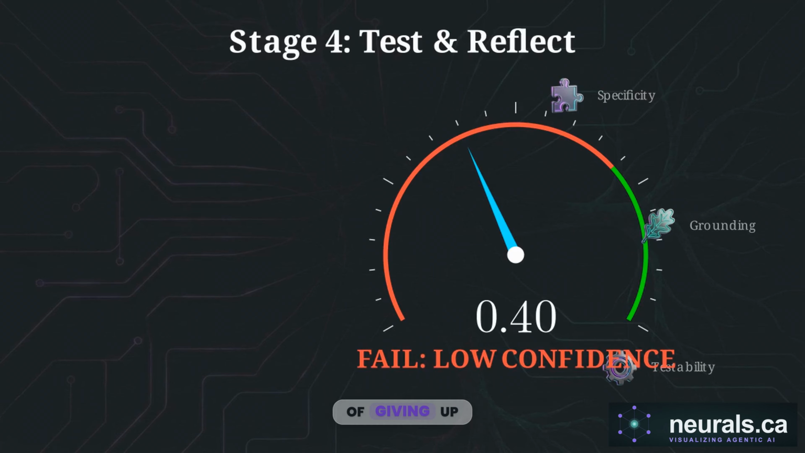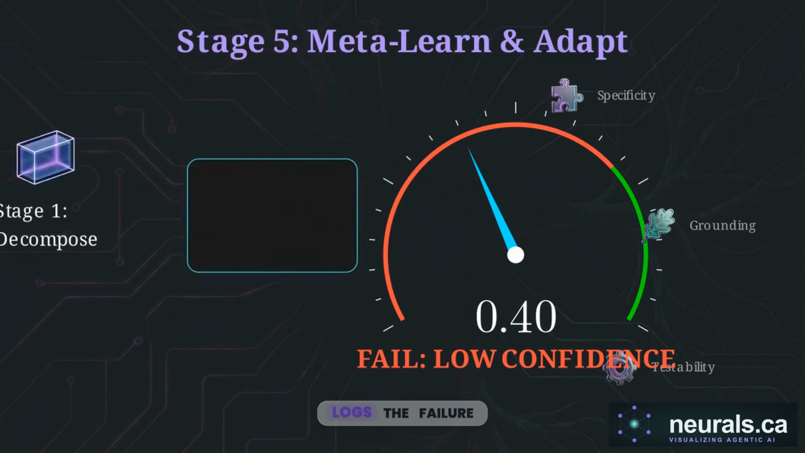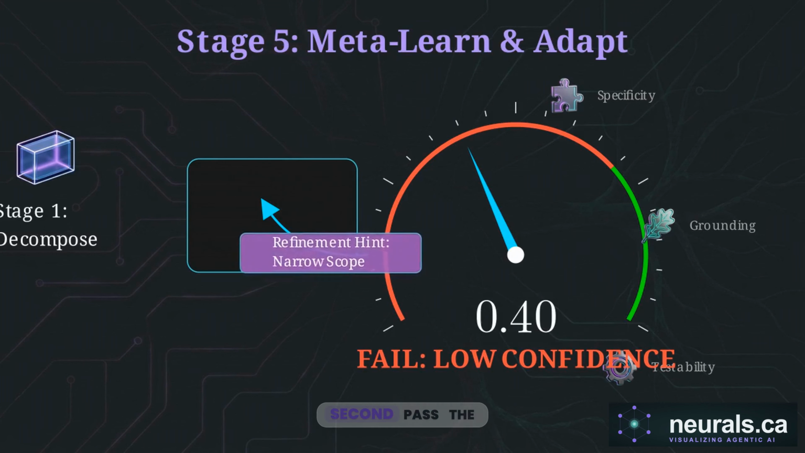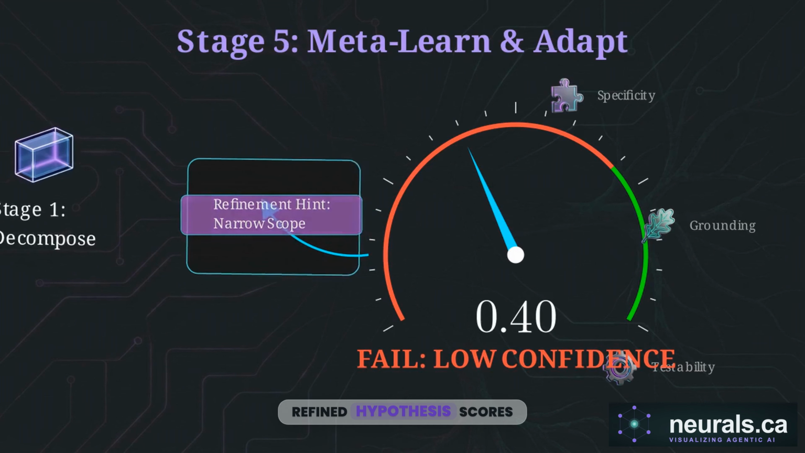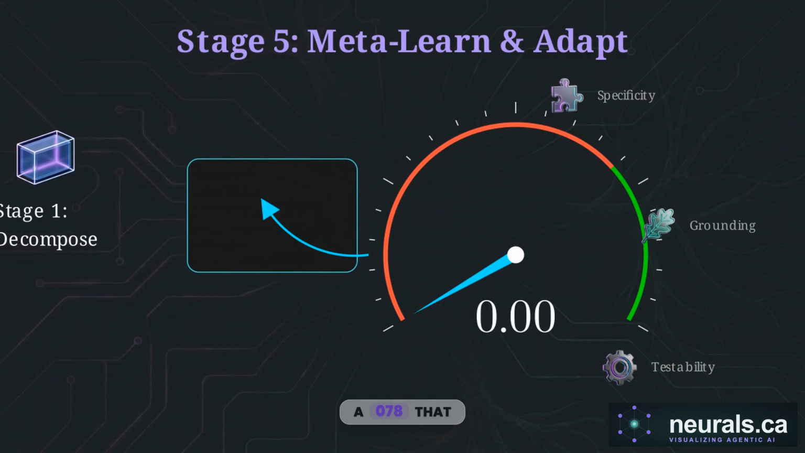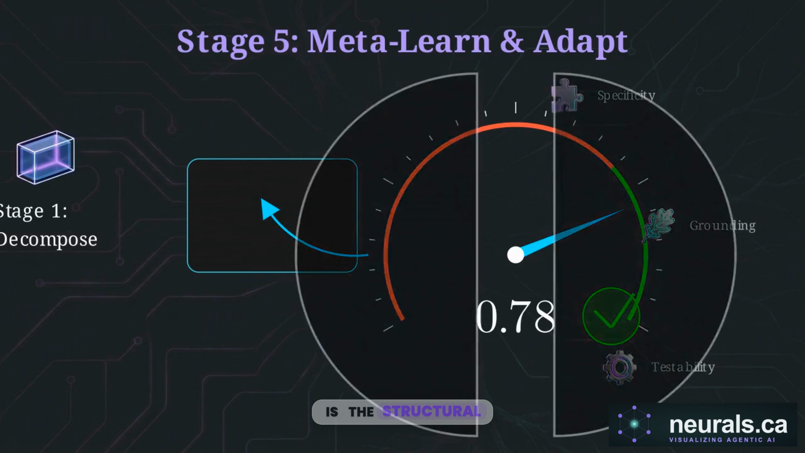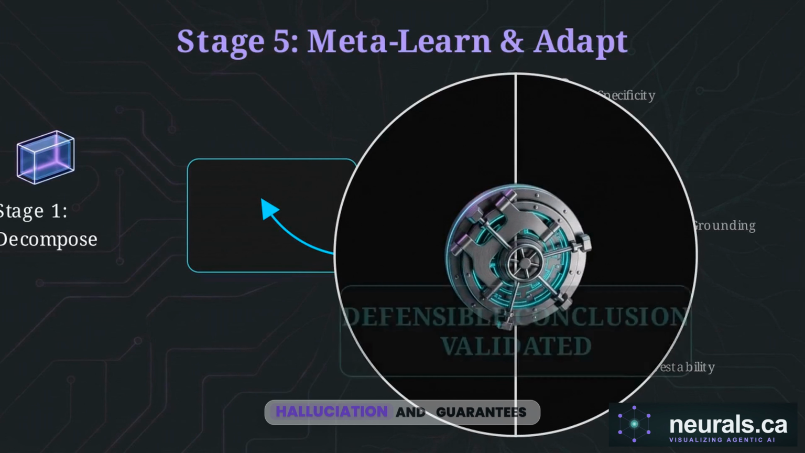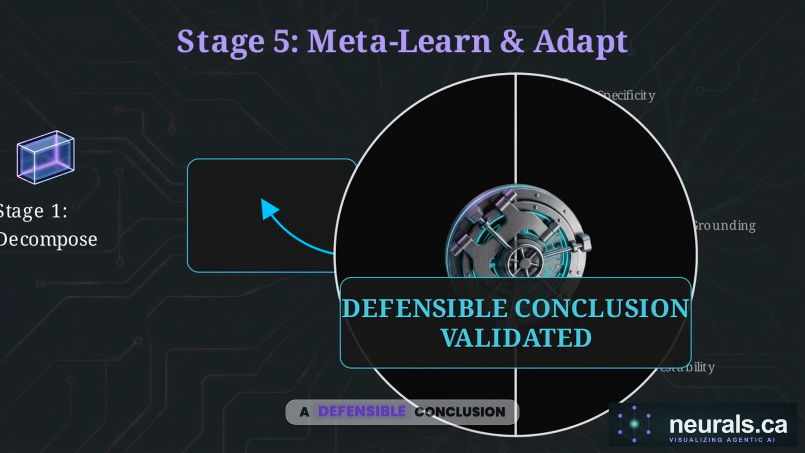Instead of giving up, it hits stage 5, meta-learn and adapt. The agent logs the failure, generates a refinement hint noting that the first pass was too broad, and routes directly back to the start of the loop. On the second pass, the refined hypothesis scores a 0.78. That recursive loop, failing, reflecting, and iterating, is the structural mechanism that prevents hallucination and guarantees a defensible conclusion.